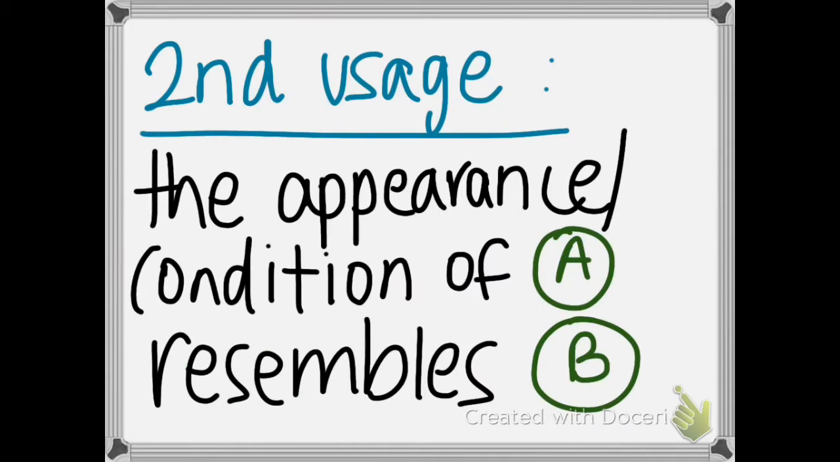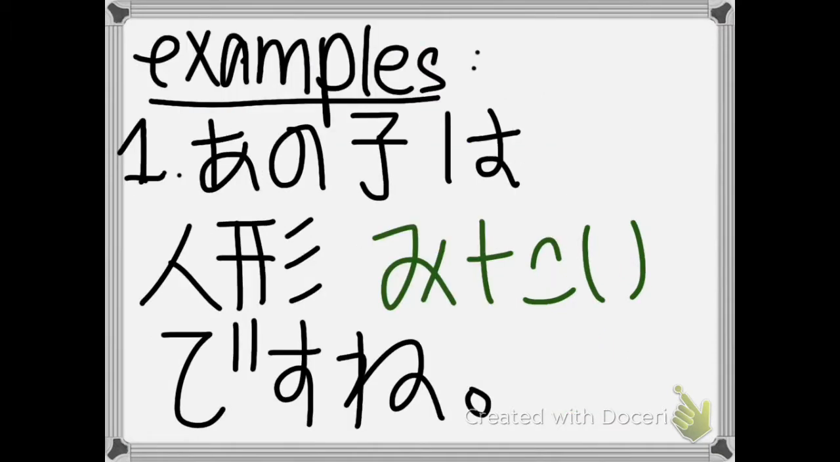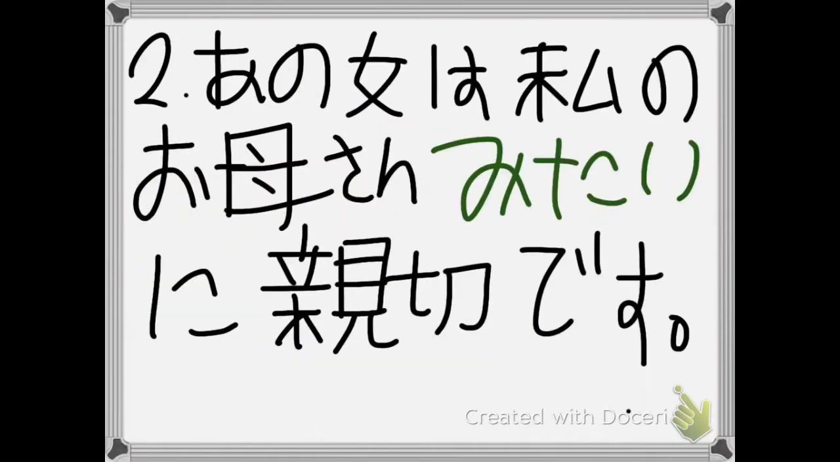The second usage: the appearance or the condition of object A, person A resembles B. So let's delve into this. Examples. The first example, Anoko wa ningyo mitai desu ne. That child looks like a doll. So we are comparing the child, Anoko, to a doll, to a ningyo. So thus we use mitai.